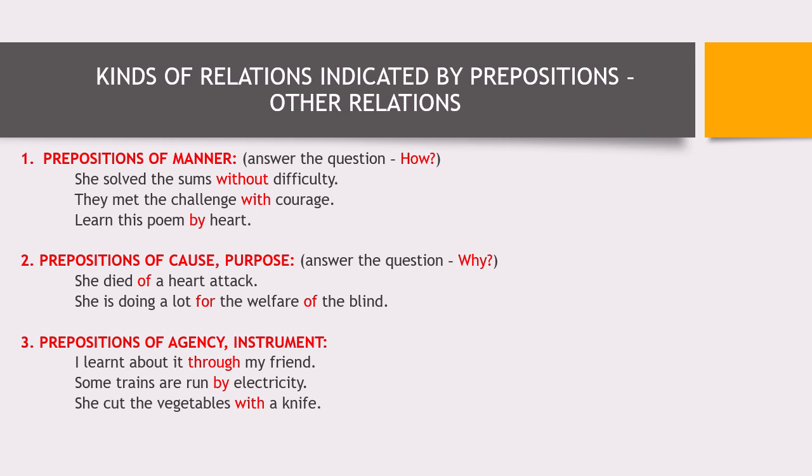2. Prepositions of cause, purpose. Answer the question, why? She died of a heart attack. She is doing a lot for the welfare of the blind. 3. Prepositions of agency, instrument. I learnt about it through my friend. Some trains are run by electricity. She cut the vegetables with a knife.